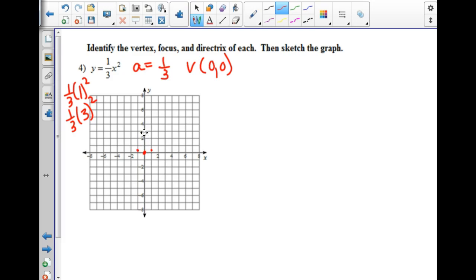So if I go 1, 2, 3 up and right 1, 2, 3, I will have points. And up 3, left 1, 2, 3. Because this parabola should be getting wider, and it is. We could probably put in some other numbers. 6 would work. 1/3 of 6 squared, though, is kind of big. Wouldn't that be 12? Off the graph. Let's just sketch it.